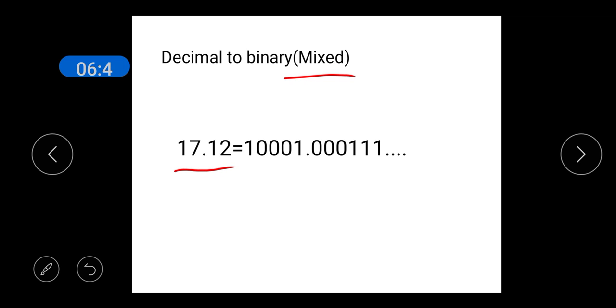Next we consider the mixed number 17.12. For 17 we have seen that the binary equivalent is 10001, and for 0.12 the binary equivalent is 0.0001111 and so on. So you have to just combine these two. So 17.12 is written as 10001.0001111 and so on.